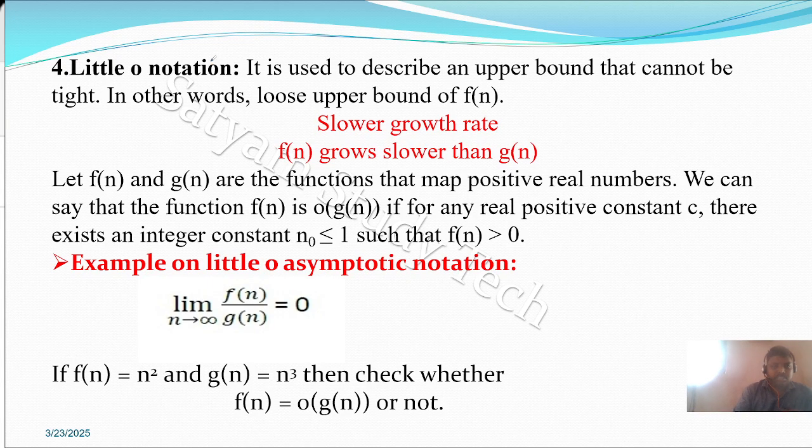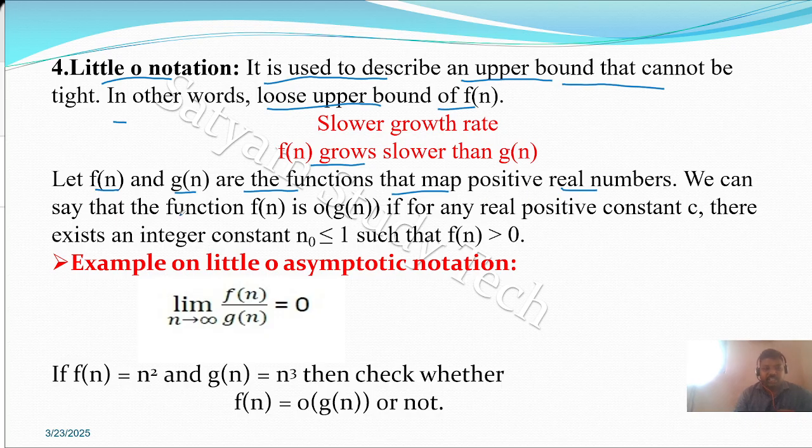Today's topic is little o notation. It is used to describe an upper bound that cannot be tight. That means it is a loose upper bound of f of n. So f of n grows slower than g of n. Slower growth rate here. Let f of n and g of n be functions that map positive real numbers.